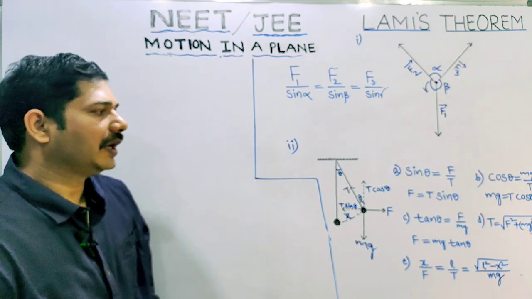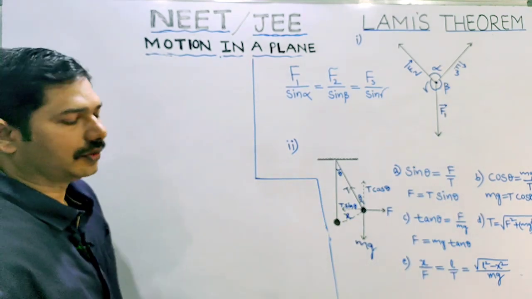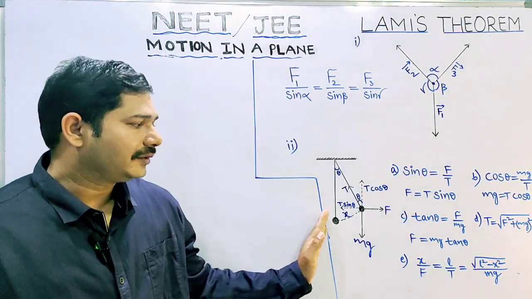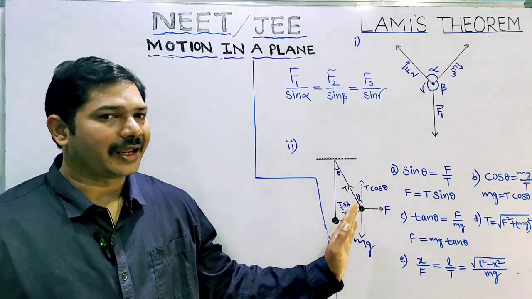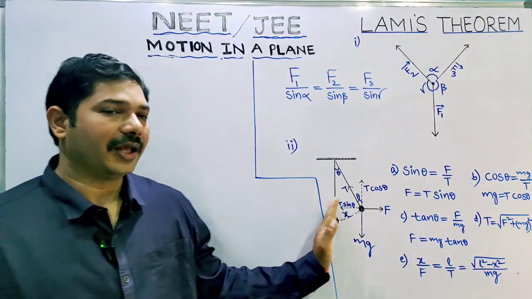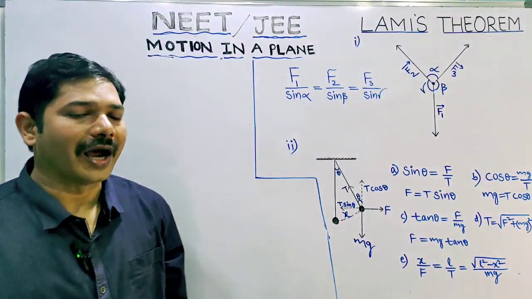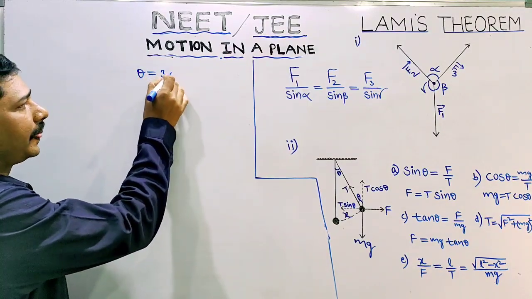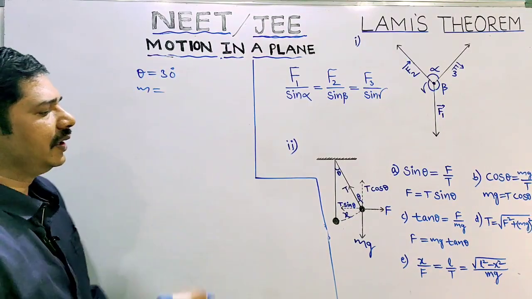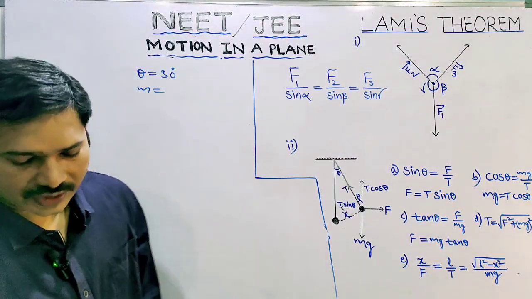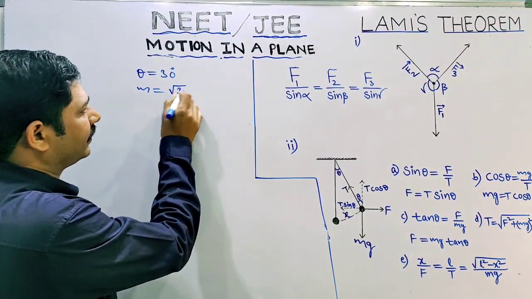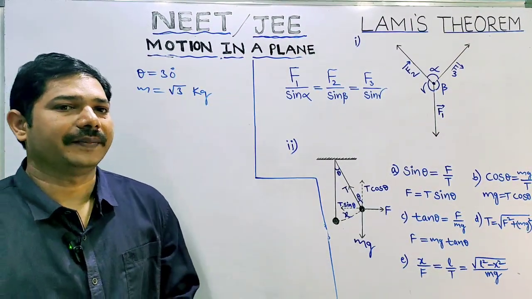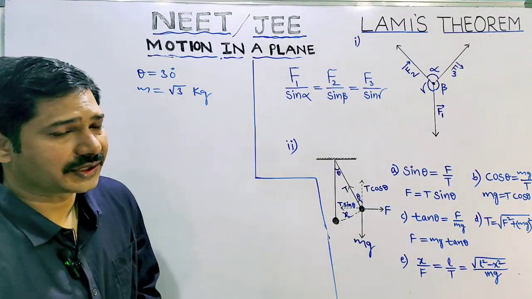What they are saying here: a body is suspended from a rigid support, and then it is pulled by a force at an angle of 30 degrees. The theta value is given, 30 degrees, and the mass of the body attached is also given, root 3 kilograms. So what they are asking is the applied force and the tension in the string.